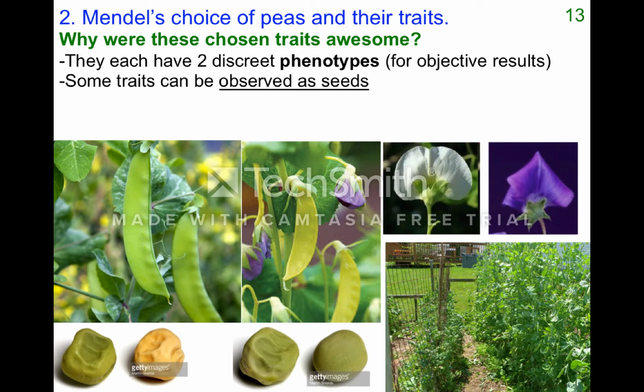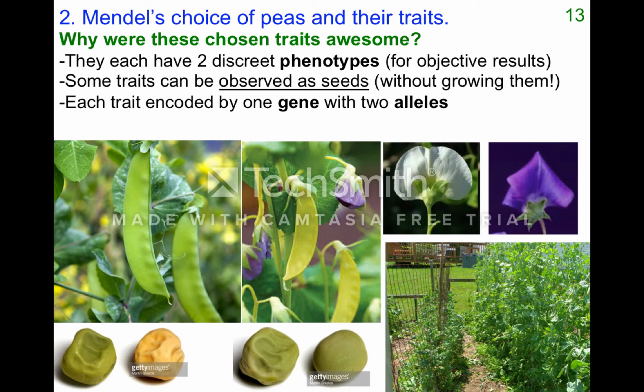But another really cool thing is that these traits that can be observed as seeds save a lot of time. Rather than having to get the next generation to grow up to see if they're tall or short, you can just look at the seeds without even growing them and say, okay, we got this many yellow, this many green, and you're done. It saves a lot of time and space.